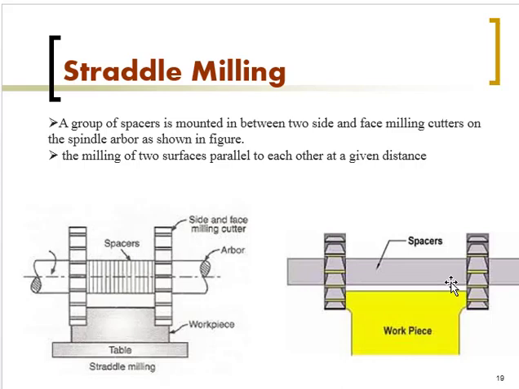You can see this diagram, a workpiece, and this surface will be subjected to milling operations. For that we have two cutters here, and these two are separated by this much distance, and we place the spacers here in order to maintain the perfect gap between these two milling cutters. This is milling of two surfaces parallel to each other at a given distance. Yes, surfaces which are parallel to one another can be milled using straddle milling. So next let us move to the next type of operation.